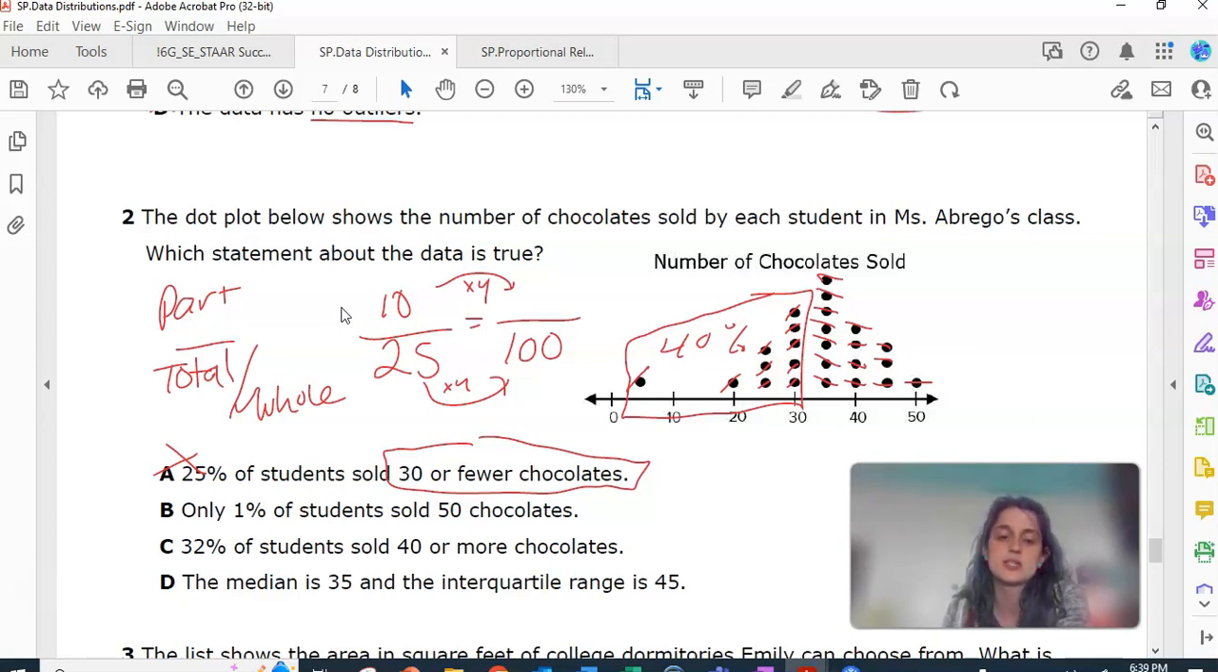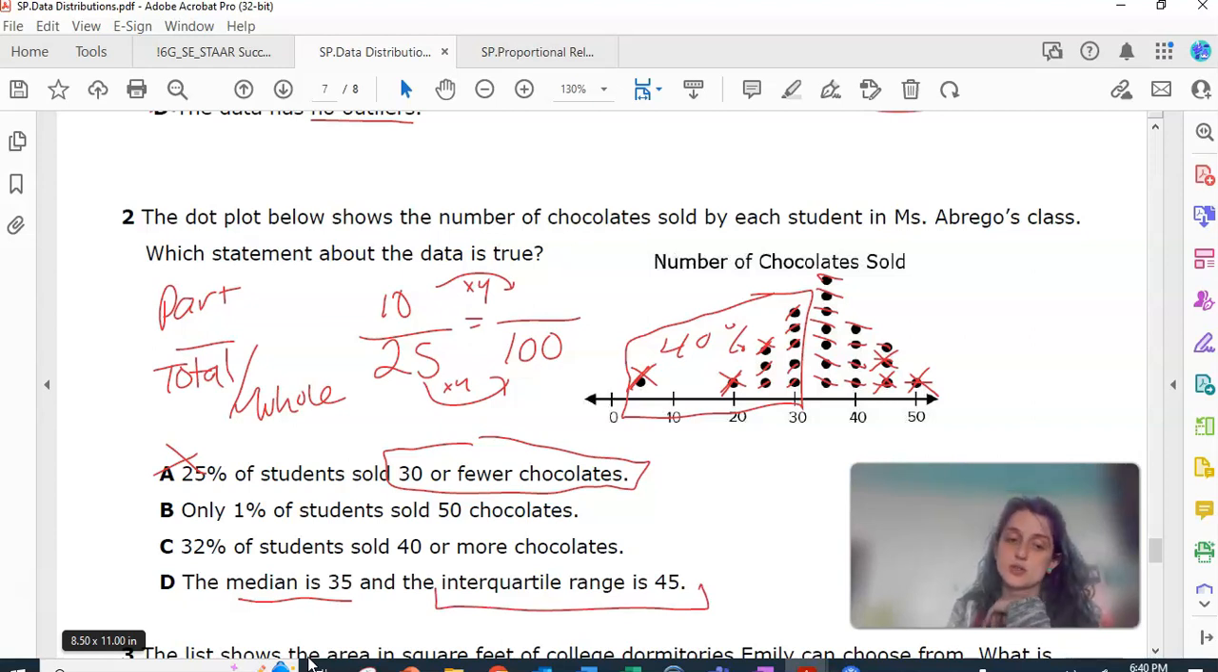This last one, D, does not say percentage. It says median. That means the middle dot. So if you have a middle dot, we're talking about not this dot, and not this dot, not this dot, and not this dot, not this dot, and not this dot. So you literally have to cross them all off and find the middle, and then find the middle of the first half and the middle of the second half and subtract to find the interquartile range.